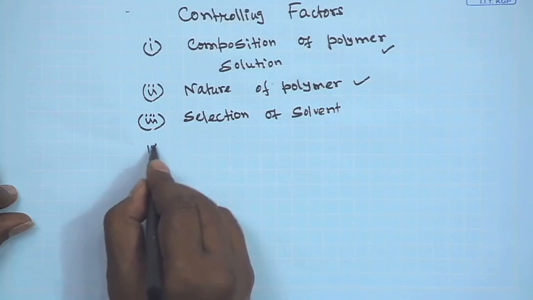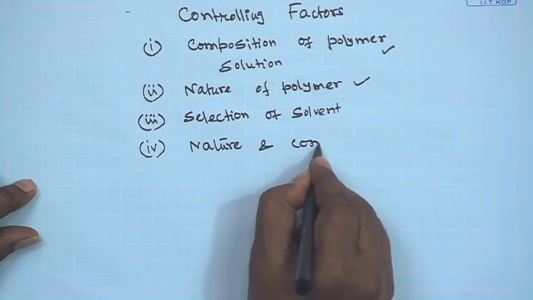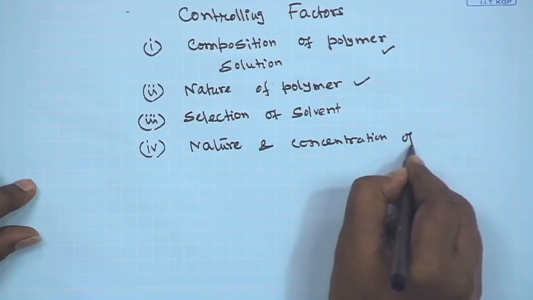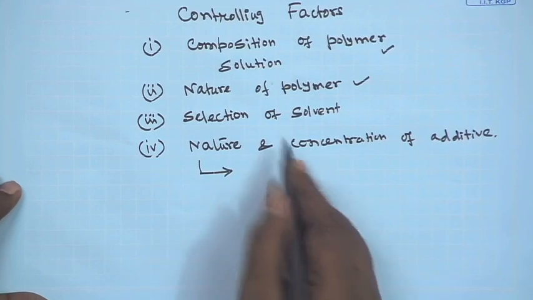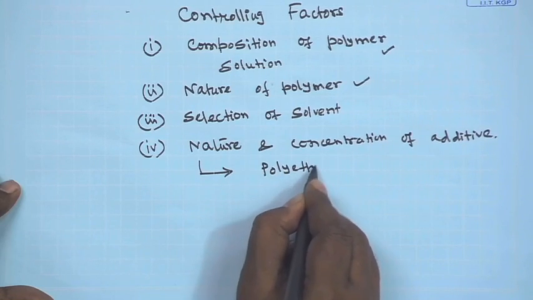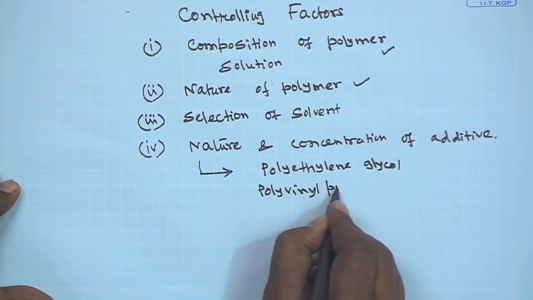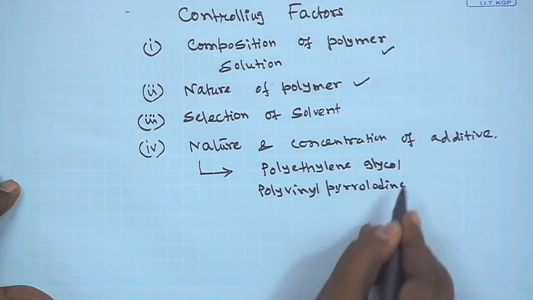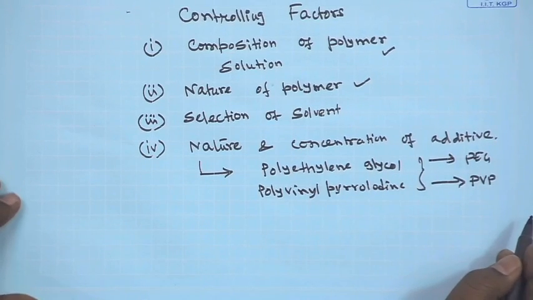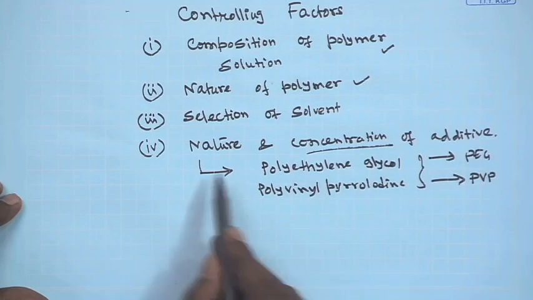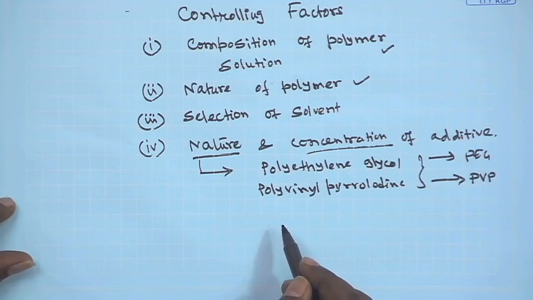Now, depending on whether you select DMF, DMSO, DMSE or acetone, the pore size distribution of the membrane will be altered. Fourth one will be the nature of additive and their concentration. One can use various pore forming agents, also known as porogens. These pore forming agents are polyethylene glycol, polyvinyl pyrrolidone, and various molecular weights of polyethylene glycols and polyvinyl pyrrolidone are available. So, one can alter the concentration and molecular weight of these additives, and these pore forming agents form pores in the membrane surface and can alter the pore size distribution.